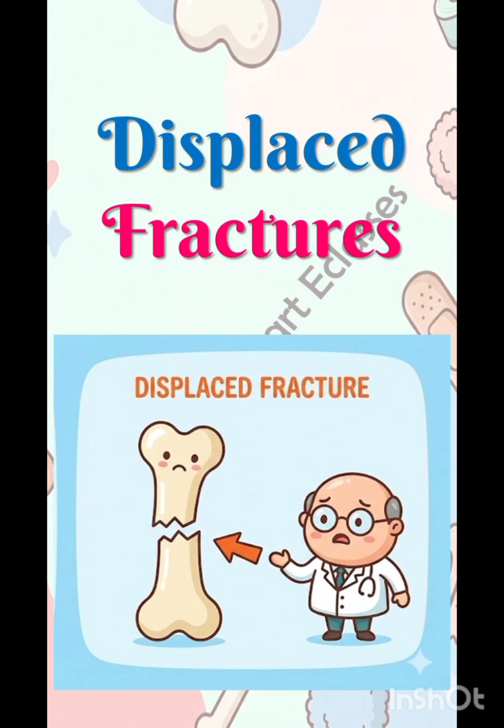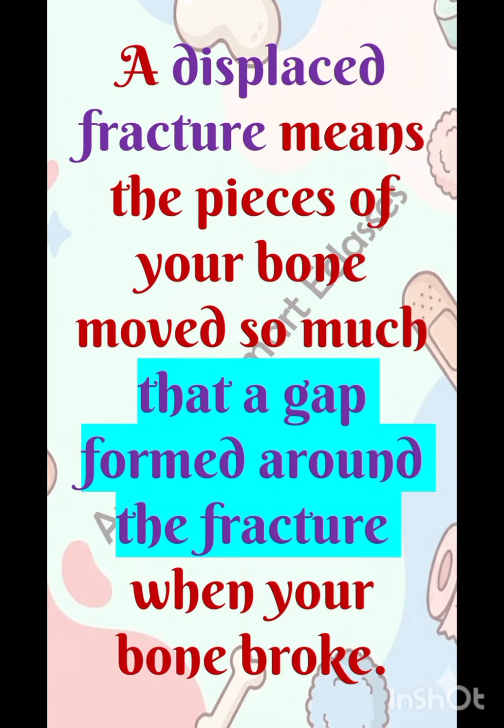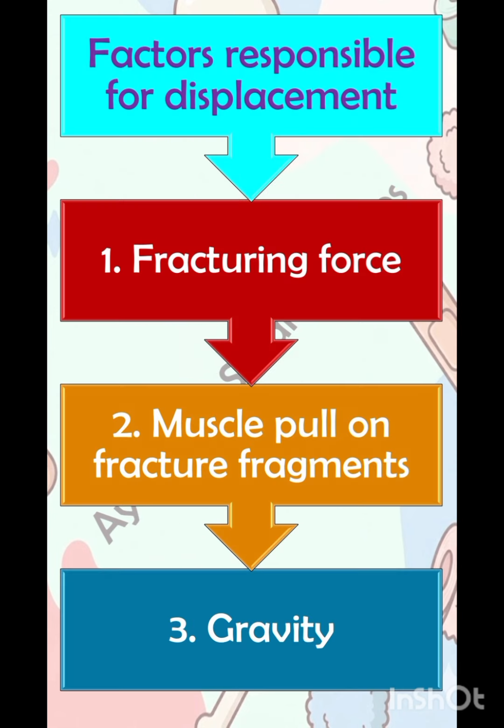In the displaced fracture, the fracture is there and the bones have moved apart. There is a gap between the fractured bones. So in this image you can see there is a gap between the two bones. So a displaced fracture means the pieces of your bone moved so much that a gap is formed around the fracture when your bone is broken.